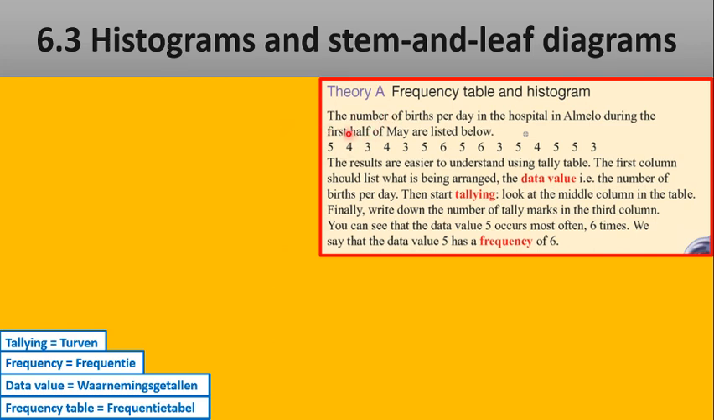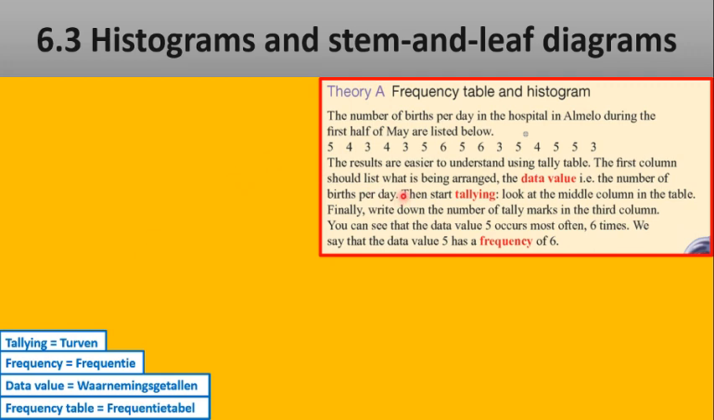The number of births per day in the hospital in Almelo during the first half of May are listed below. Right, so there are 5 children born on one day, then 4, then 3, 4, 3, etc. And the results are easy to understand using a tally table. And tallying, for those who don't know, betekent turven. 1, 2, 3, 4 en dan 5 streepjes zou je normaal gesproken doorheen doen. Het is een makkelijke manier om getallen bij te houden, hoeveel het er zijn.